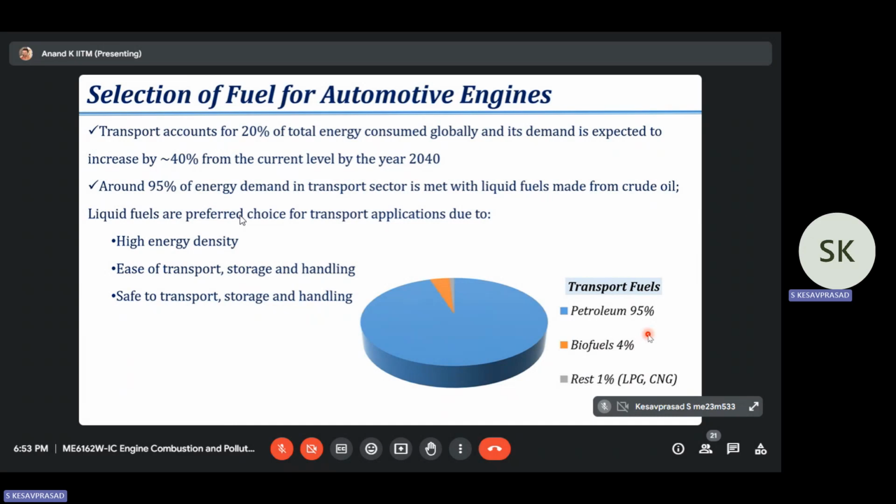Out of this, the share by gaseous fuel is negligible, it's just 1%. The remaining 99% is by liquid fuel. And out of this, 95% is by crude oil, gasoline and diesel. Only 4% is biofuel. These are the reasons why we use predominantly liquid fuel in the transport sector and not gaseous fuel.